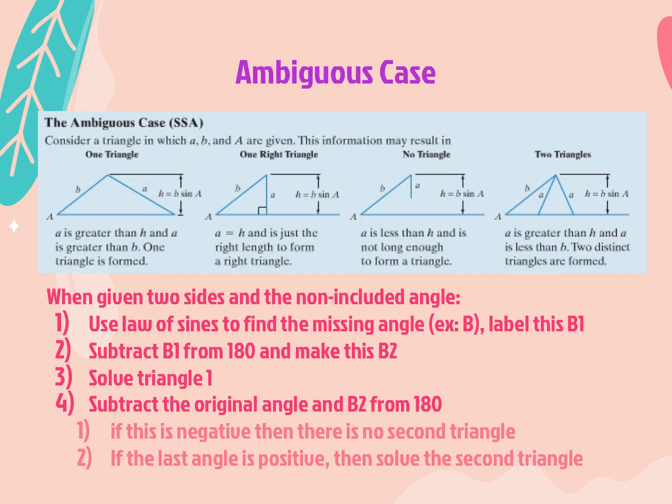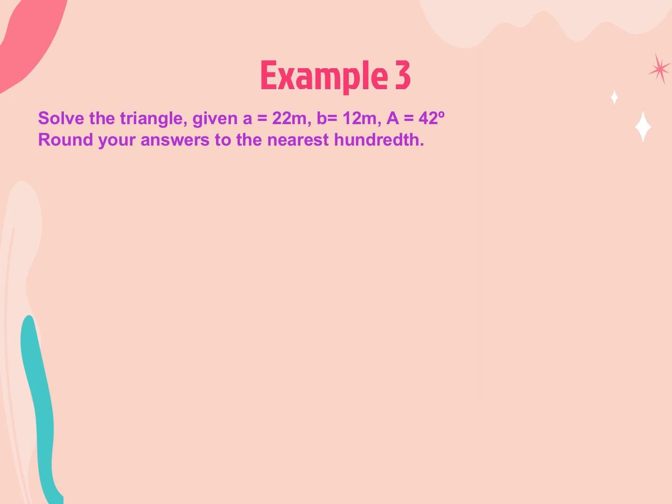All right, so when we have the ambiguous case, which is going to be the SSA scenario, where you're given two sides and an angle, and it's not the included angle, this can produce either no triangle at all, you'll get an error on your calculator, or one triangle, or two triangles. Let's try the first example. I'm going to draw a picture.